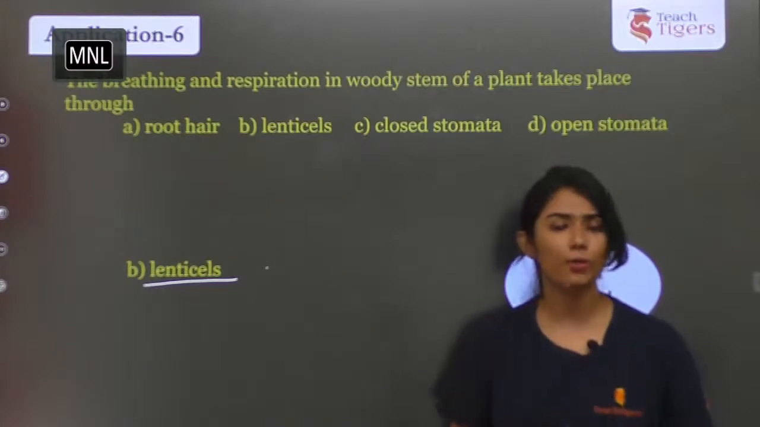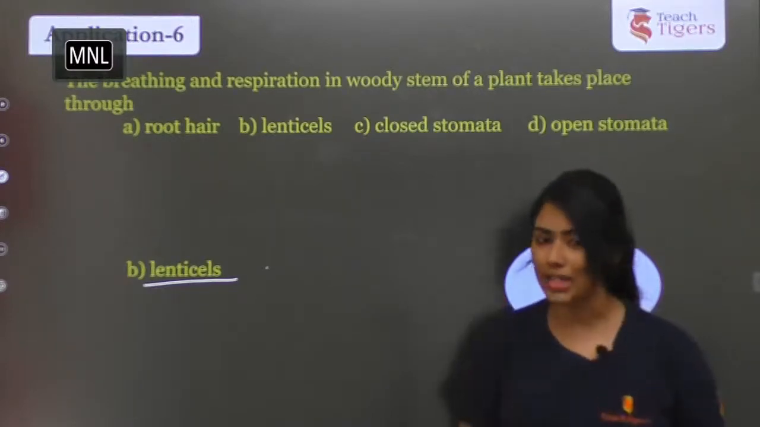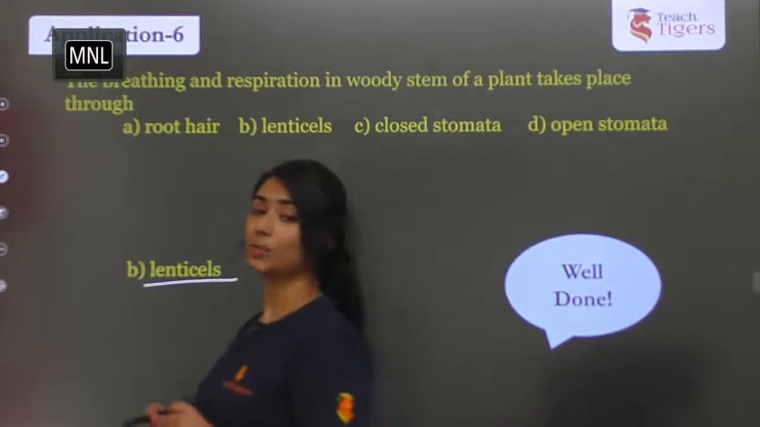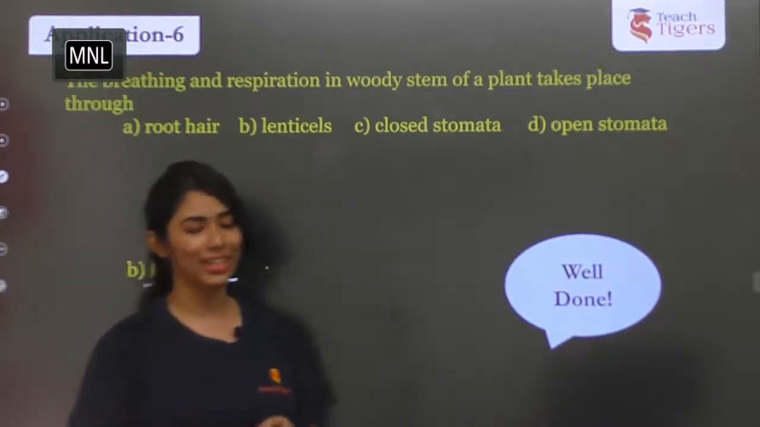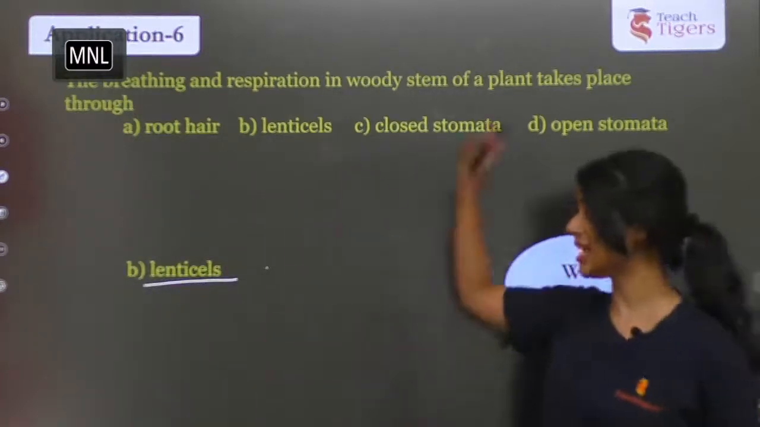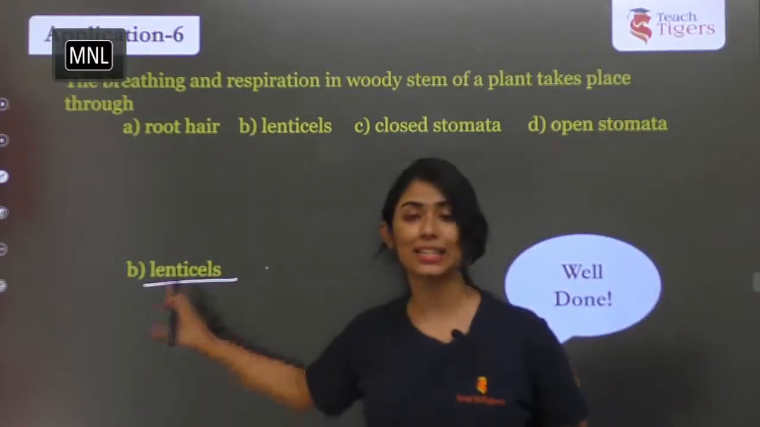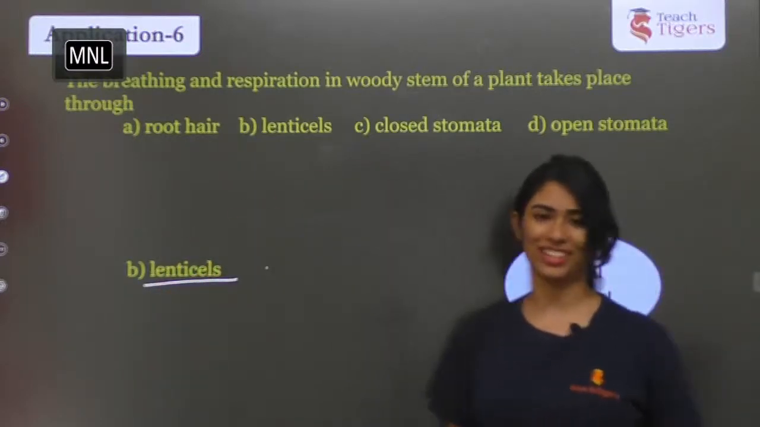Right, then how do the leaves perform respiration? Through stomata. And how do the roots perform respiration? Through structures called the root hairs, right? So remember, woody stems have structures known as lenticels present in them to perform respiration.